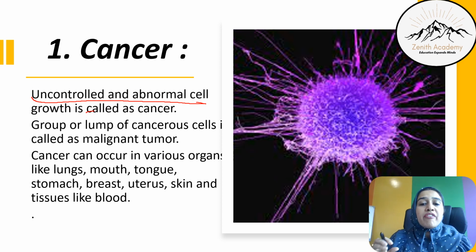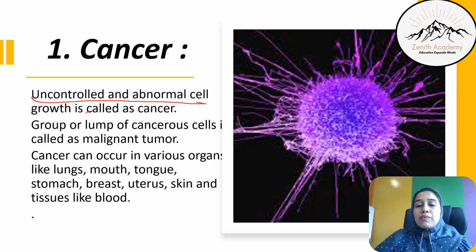A group or lump of cancerous cells is called a malignant tumor. Cancer can occur in various organs in the body, and it can also occur in tissues like blood. It can occur in lungs, mouth cancer, tongue cancer, breast cancer, uterus, skin, and blood cancer.